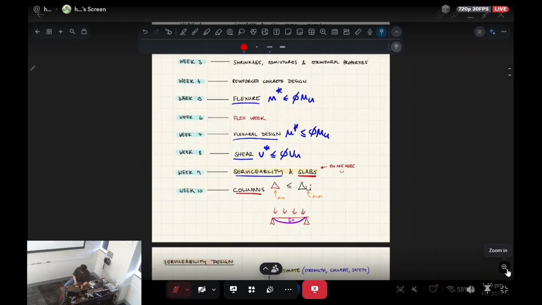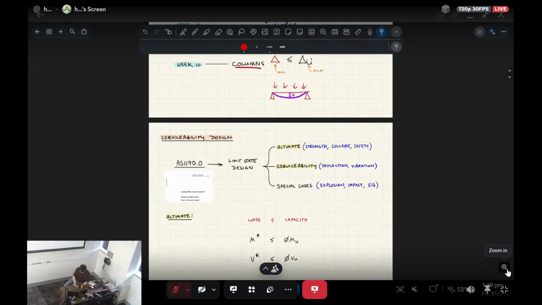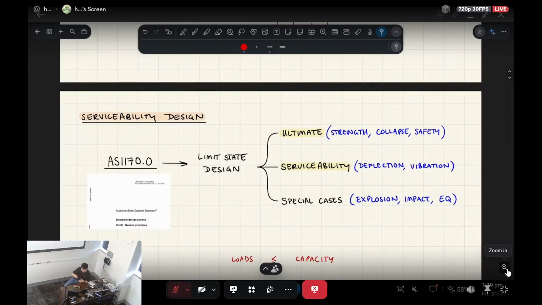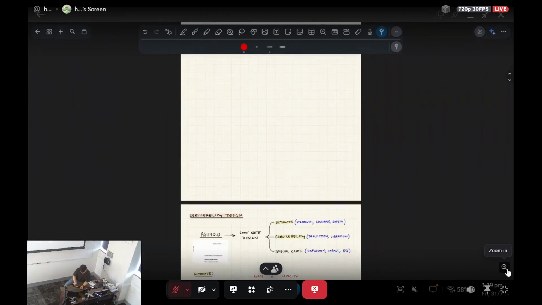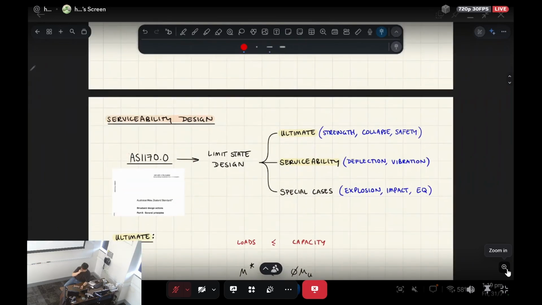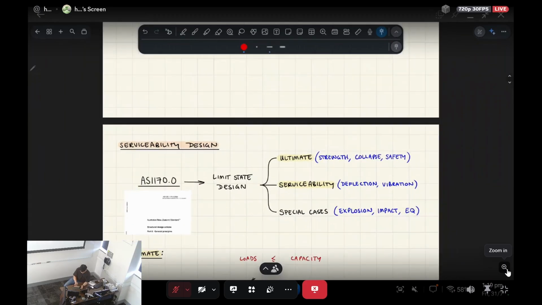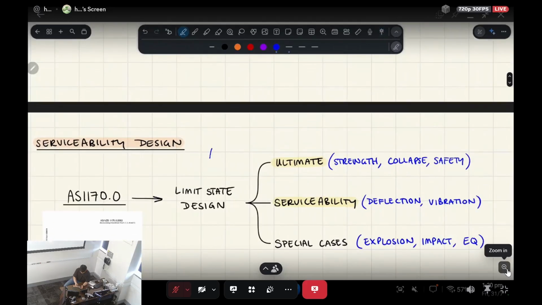Okay, cool. So let's talk about serviceability. This is a different philosophy when designing things as a structural engineer. There's this guideline, or the standard, called 1170.0, and there's a concept they talk about in it called limit state design. What limit state design is, is Australia's specific version of factor of safety, okay?